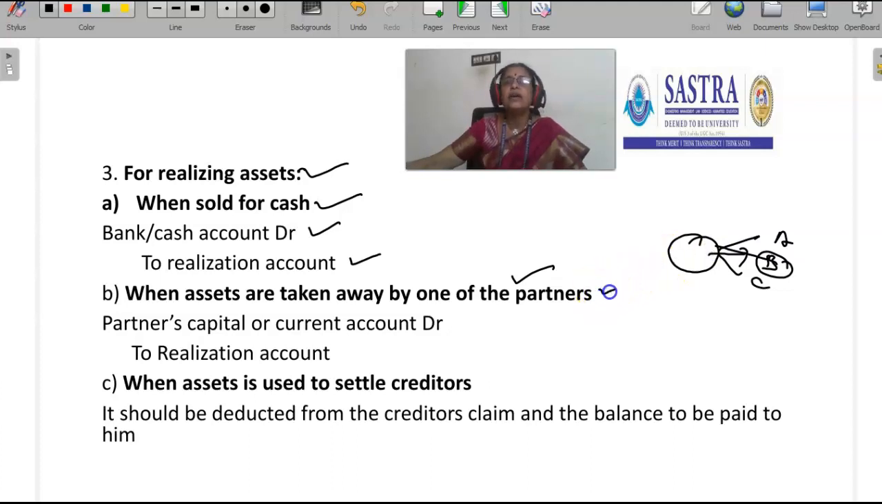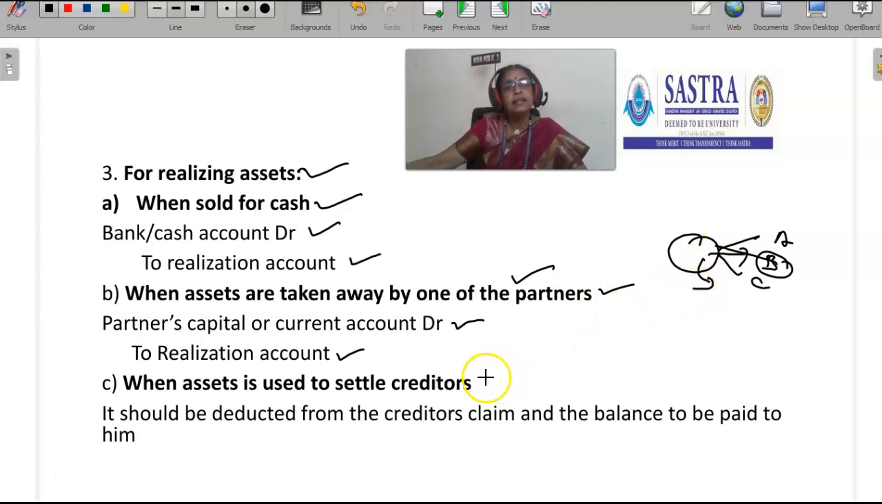So, in that case, what would be the entry? Partner's capital or current account debtor to realization account. From his capital account, the value of the assets which is taken by that particular partner should be debited. The particular partner means the partner who is going to use the asset. So, the value of the assets should be debited from his capital account.